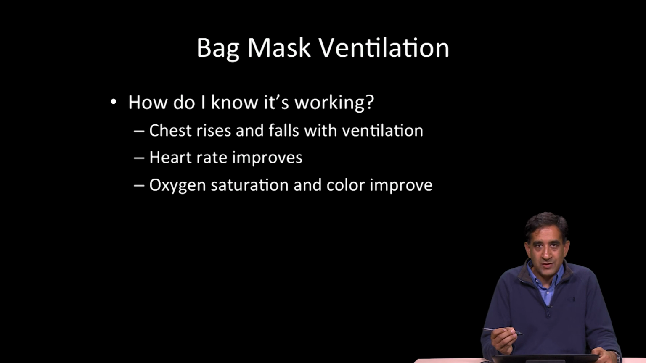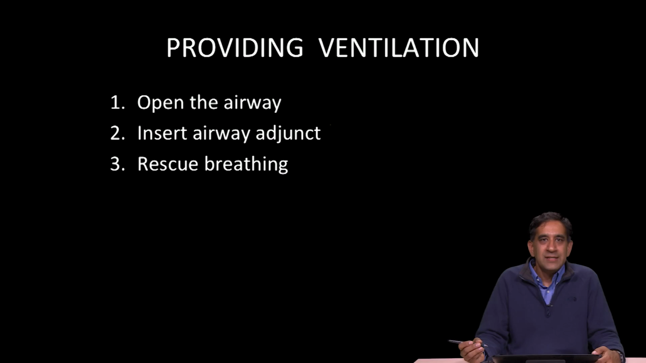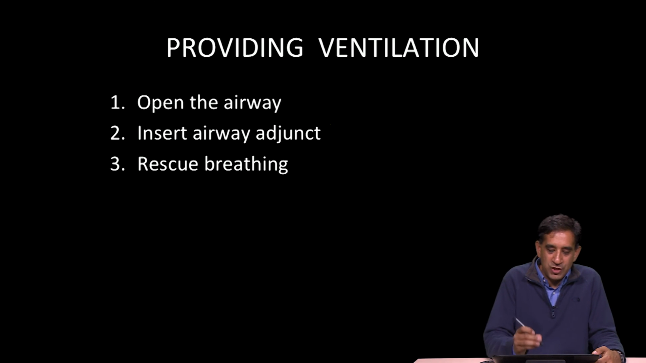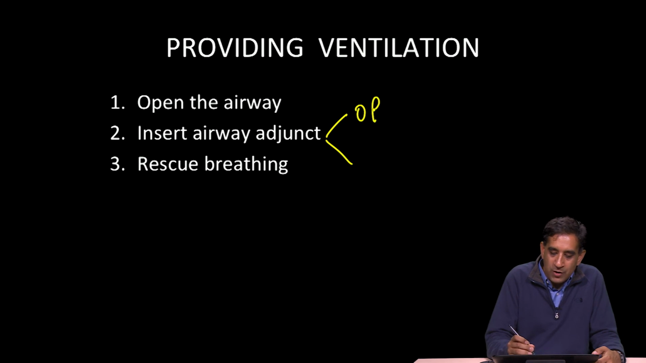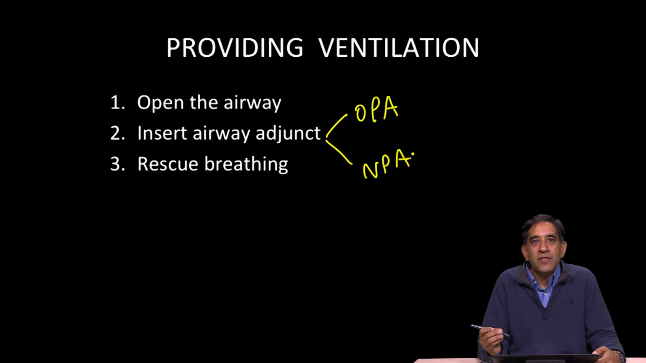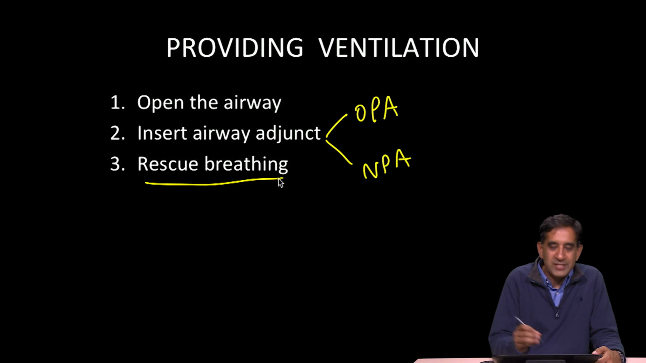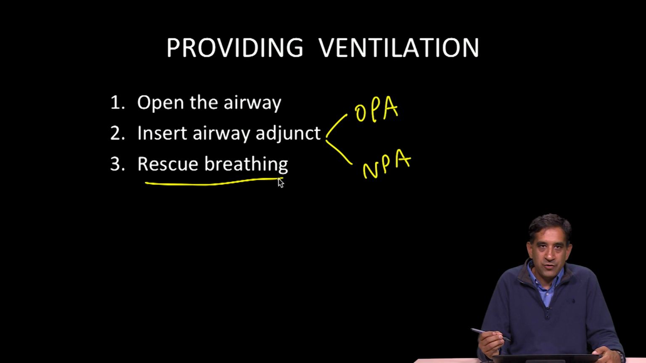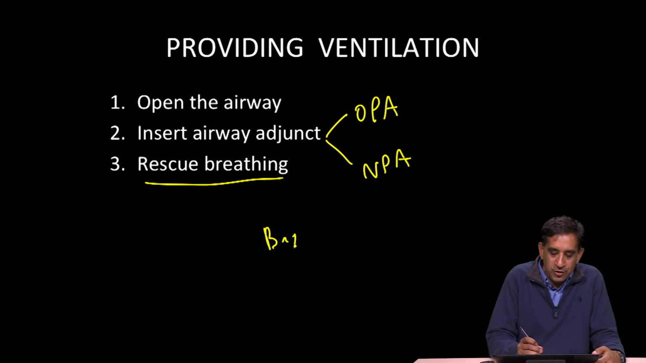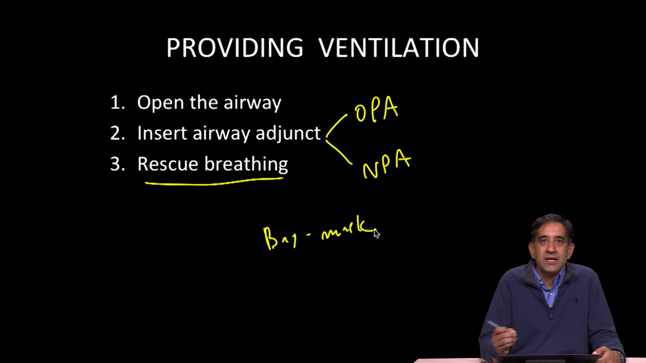In summary, when providing ventilation, there are 3 key steps. The first step is to open the airway. Step number 2 is to insert an airway adjunct, and that can either be an oropharyngeal airway or a nasopharyngeal airway. And then the final step is to provide rescue breathing, and this can be done with either a mouth-to-mask device, or if available, you're going to use a bag mask device to provide bag mask ventilation.